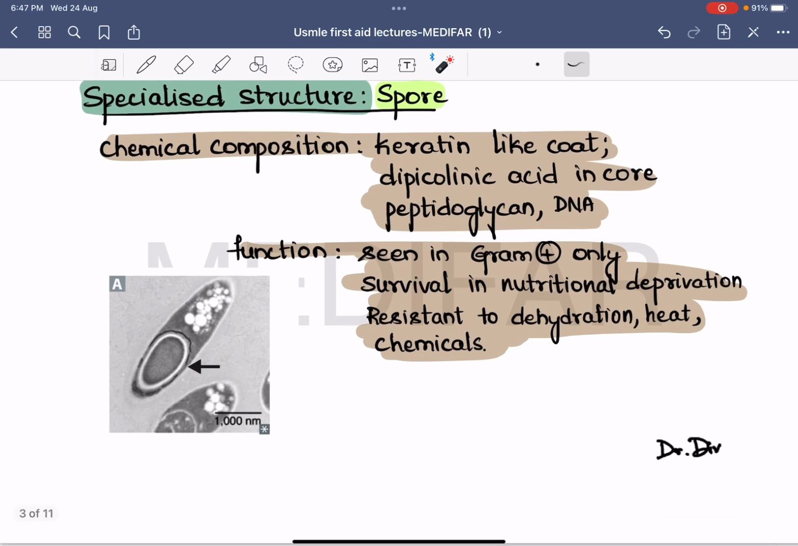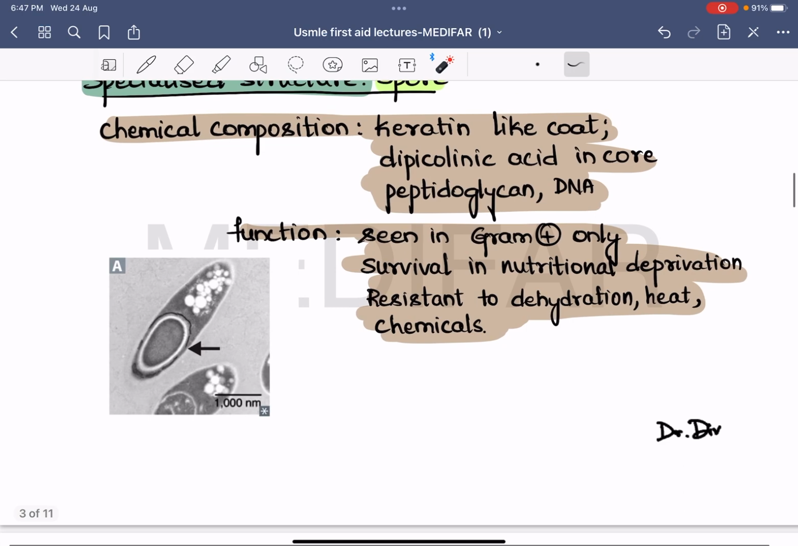The spore which is released is highly resistant to heat and chemicals and even dehydration. What does this spore consist of? It has a keratin-like coat, and in the core it has dipicolinic acid, which is the reason for the resistance to heat and chemicals, and consists of peptidoglycan and DNA. So we answered two questions: when are the spores formed? During nutritional deprivation state. Who will form the spores? Gram-positive rods, a few of the gram-positive rods.